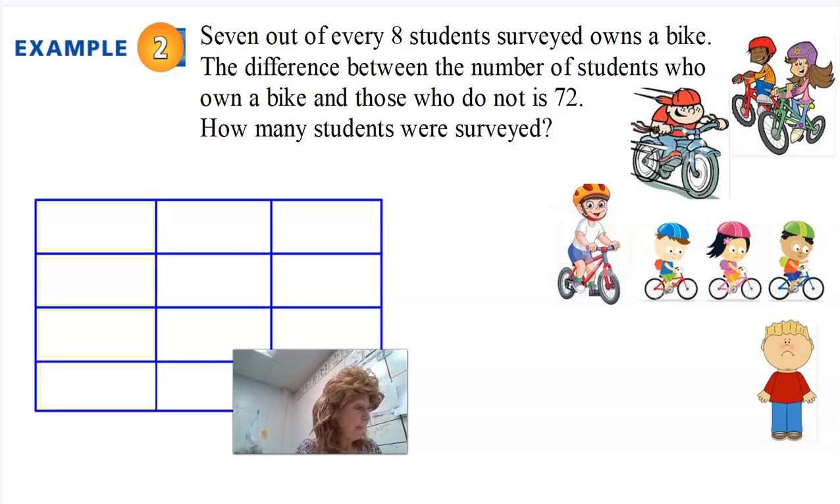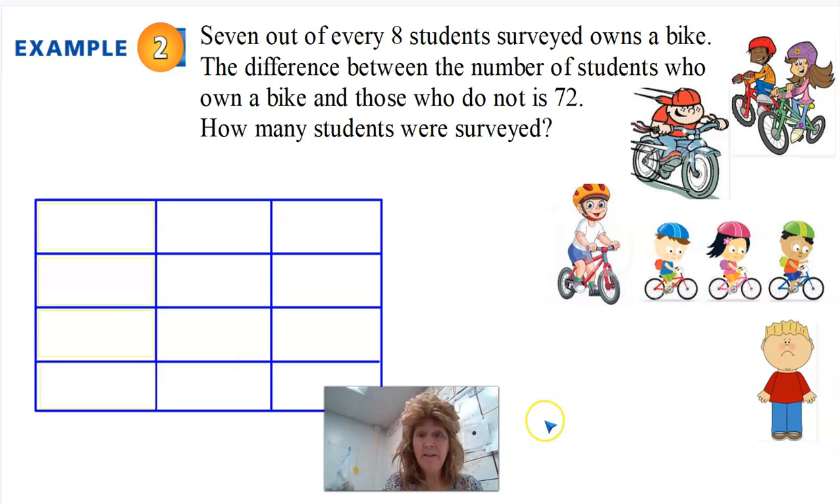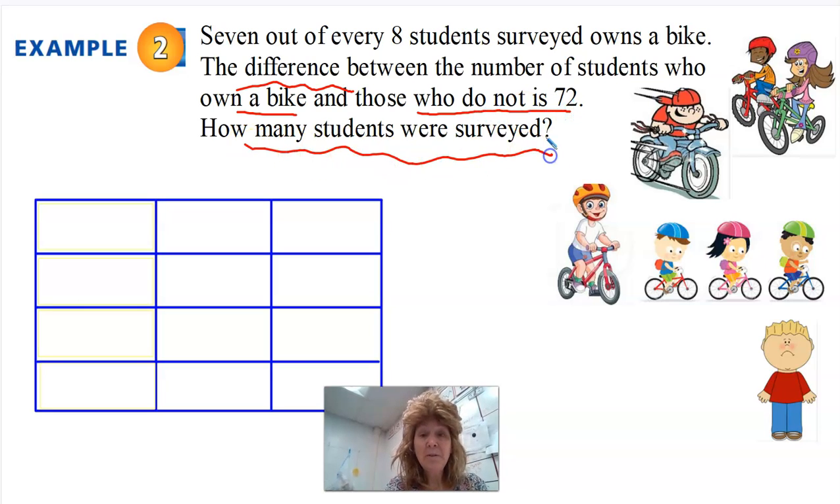Okay, last one. Last example, and then an OYO. Okay, so here we go. 7 out of every 8 students surveyed owns a bike. The difference, subtracting, between the number of students who own a bike and those who do not is 72. How many students were surveyed?